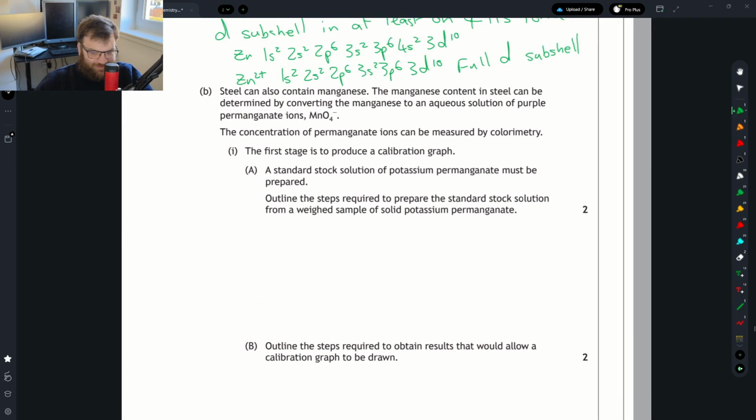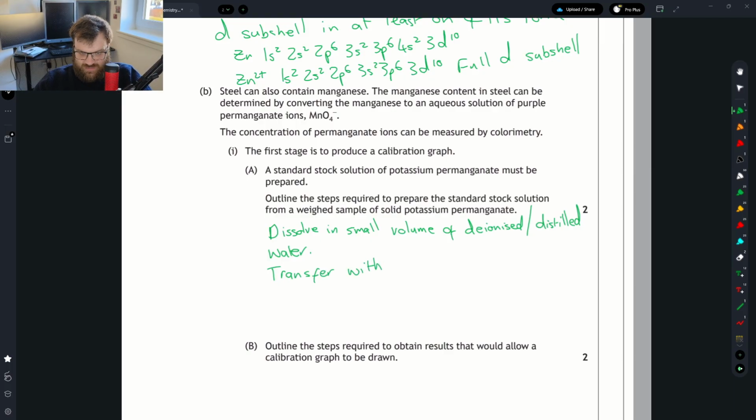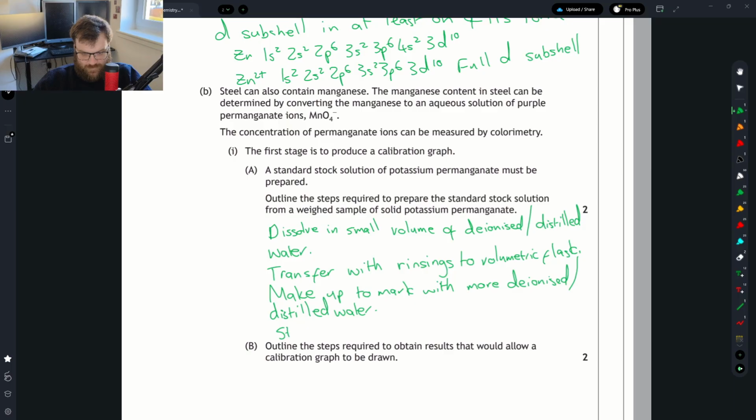We have a weighed or measured sample of the solid substance. How do we get our stock solution? We're first going to dissolve the solid in a small volume of deionized water. You then want to transfer it with the rinsings to a volumetric flask. You want to make up to the mark with more deionized or distilled water. You want to put a stopper in it and then invert to mix. For the rinsings part, you could talk about putting more water in and then pouring it back in the flask. Just easier to just say transfer with rinsings.